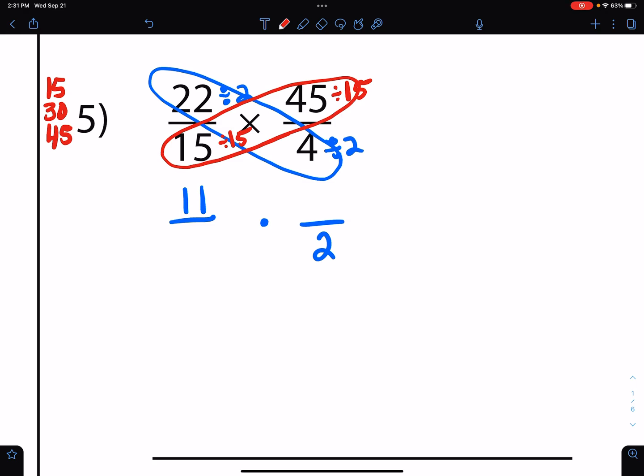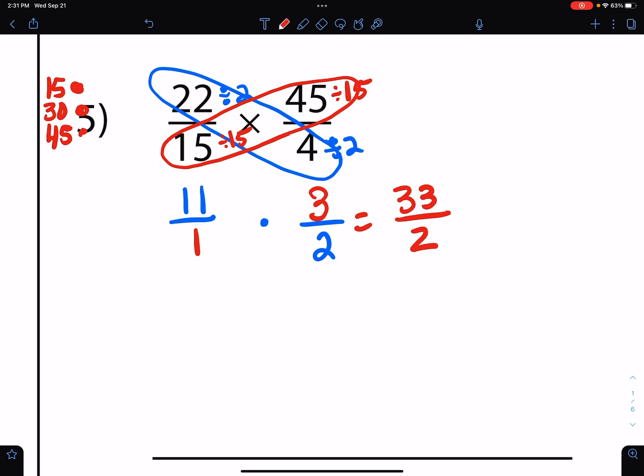15 divided by 15 is 1, so look at that. That is so much easier to multiply by. 45 divided by 15, well, I did 1, 2, 3, so that would be 3. And now I just multiply easy peasy across the top and across the bottom. So 11 times 3 is 33 over 2.